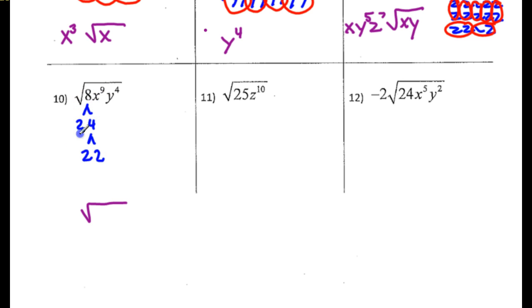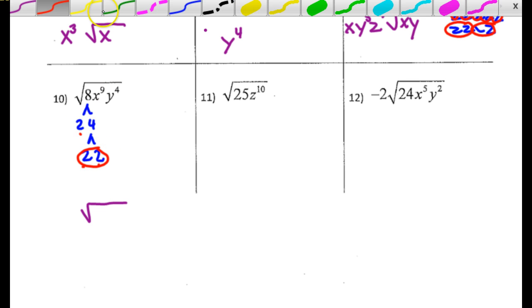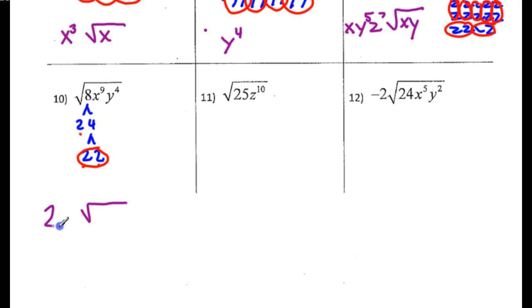I've got 2, 2, and 2. Squares are pairs. So I can make one pair of 2's and one 2 stays outside or inside. So I'm going to put this pair on the outside, and I'm going to leave some space for my variables, and then this 2 stays inside. Alright, so the number's done.